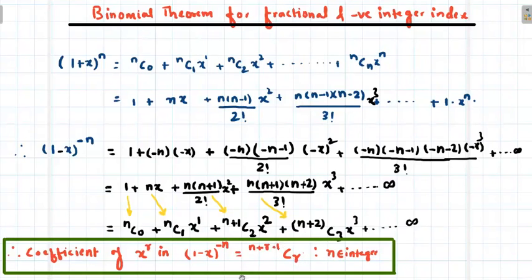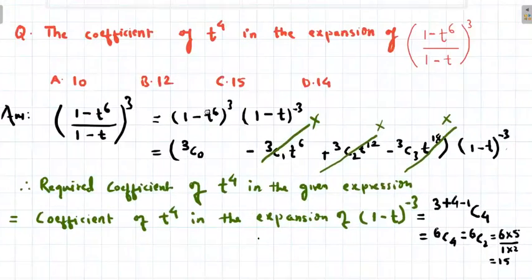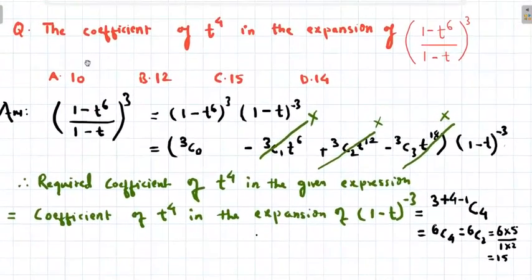Okay, so now let's apply this to solve a question of JEE. The question is: the coefficient of t to the power 4 in the expansion of (1 - t^6) upon (1 - t) the whole cube. We are given 4 options here. Let's see how we solve this question. This can be written like this.